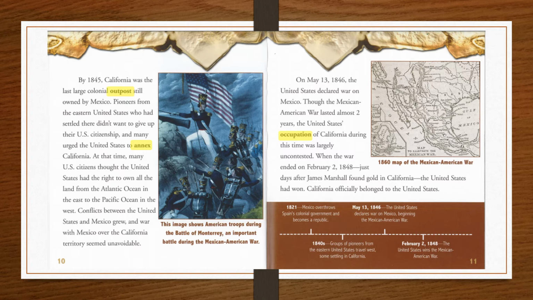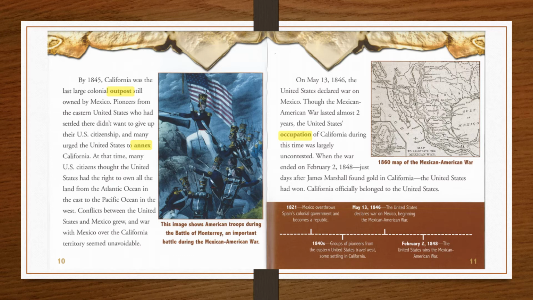If you look down below, you will see a timeline. And in that timeline, our first date is in 1821. In 1821, Mexico overthrows Spain's colonial government and becomes a republic. Now, a republic at that time was almost like your own country. They basically took over and made their own government and started to prepare themselves to become a country. In the 1840s, groups of pioneers from the eastern United States travel west, some settling in California. So these pioneers were travelers looking for a place to settle as settlers.